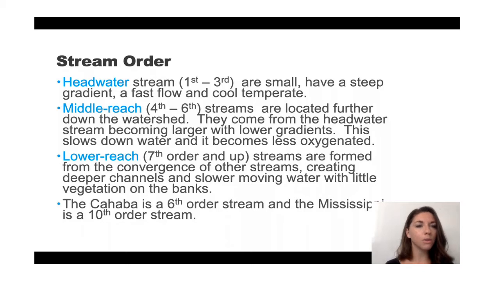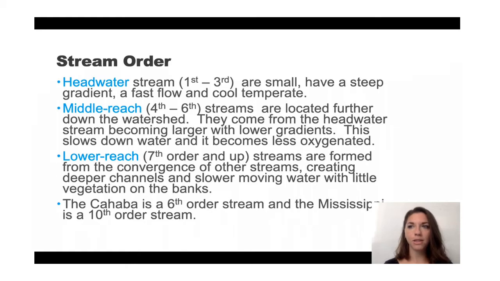So we also have those middle reach streams, moving down a little bit in the watershed, 4th through 6th classification. And they come from those headwater streams, but become a little larger with lower gradients. As the fast headwater streams slow down a little bit, they become a little bit less oxygenated. So those smaller headwater streams converge into the larger stream channels and become wider, a little deeper, and they generally have those slower gradients.